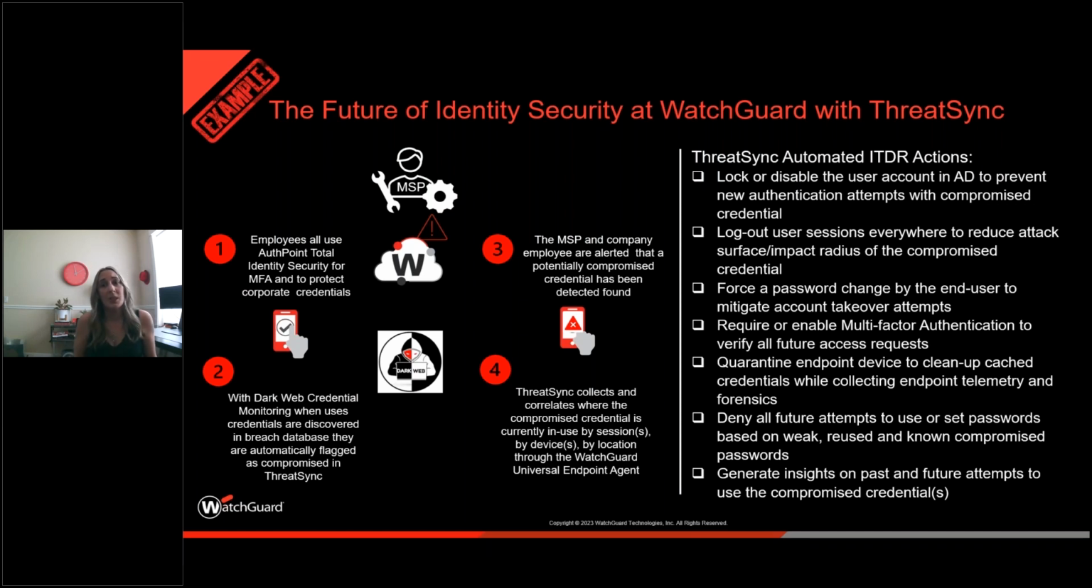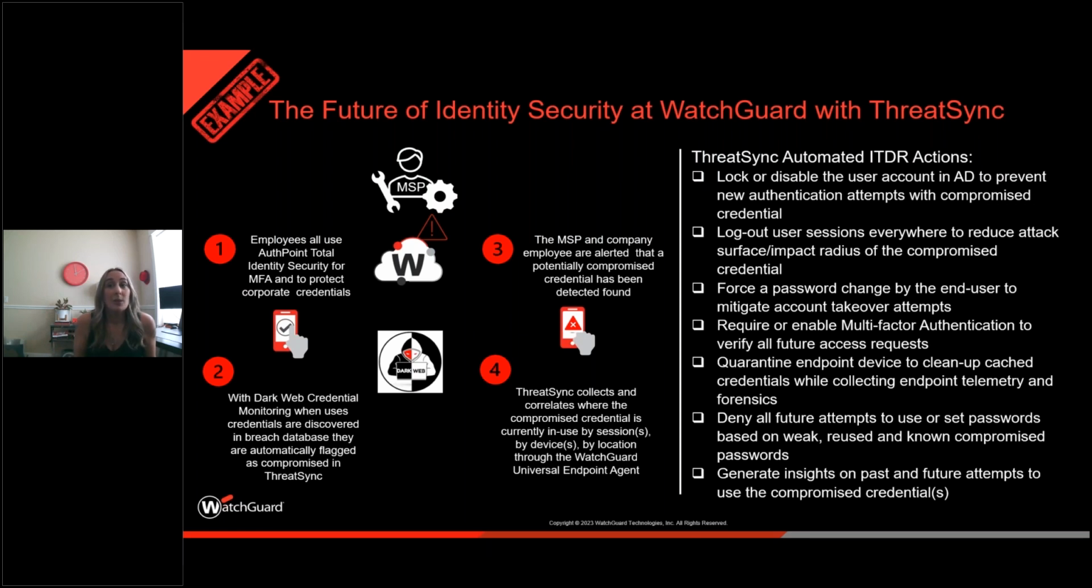So a couple of examples here, they're really valuable, include things like locking or disabling the user in Active Directory, as an example, which would help prevent new authentication attempts with that particularly compromised credential. It can just as easily be Azure AD or any other cloud directory service that you're using, because again, it's a signal.